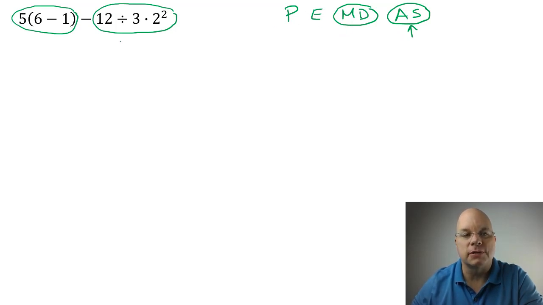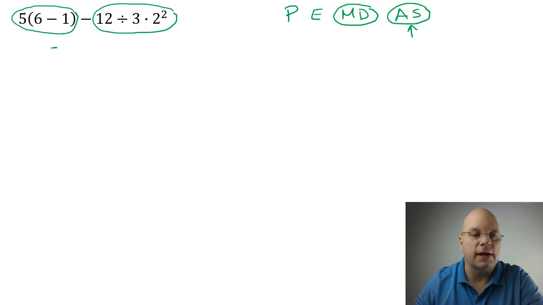Parentheses happens first because if you look at this first term, it says 5 multiplied by the difference of 6 and 1. I can't multiply 5 by the difference of 6 and 1 until I first determine what the difference of 6 and 1 is. And so that's why we need to figure out the difference of 6 and 1 is 5. And I'm going to be multiplying that by 5. And then from that, I'm subtracting this term.